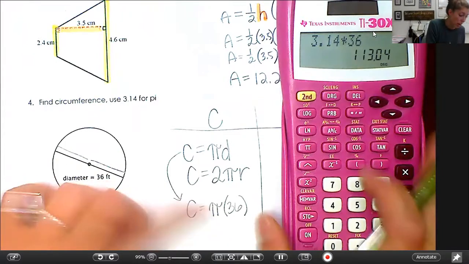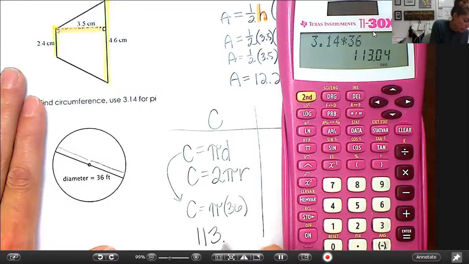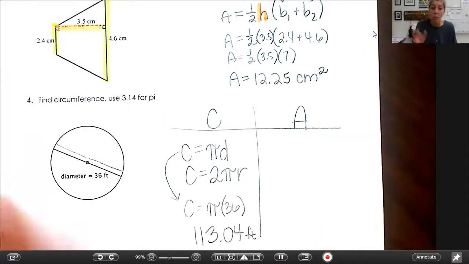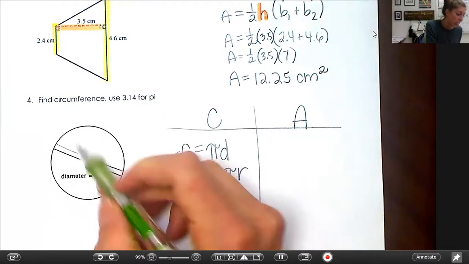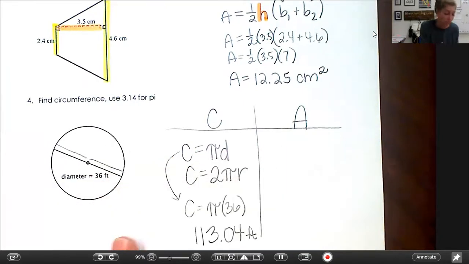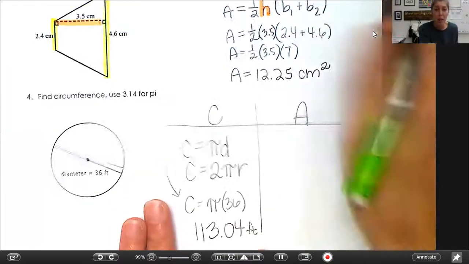There we go. So I have 113.04 feet. And ooh, I almost put squared, but it's not squared, remember, because it's not area. Circumference is that distance around, so not squared.